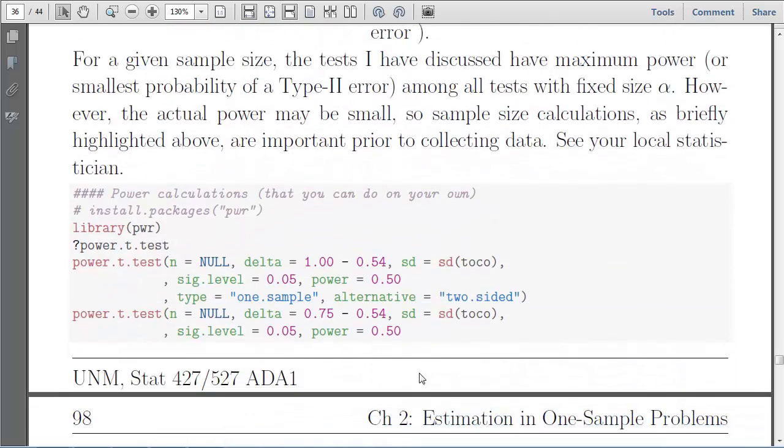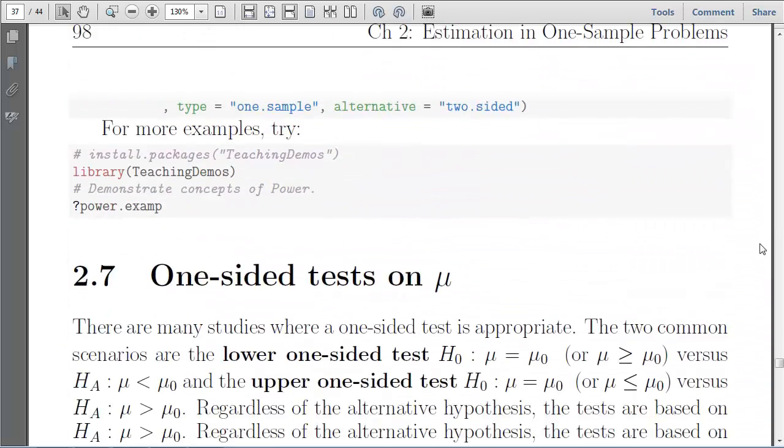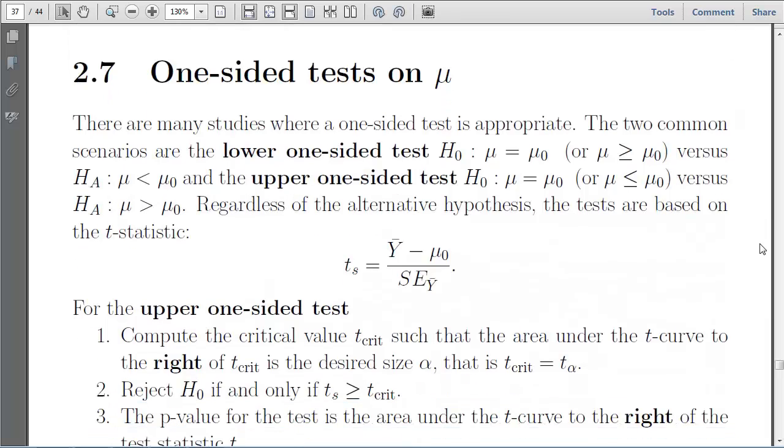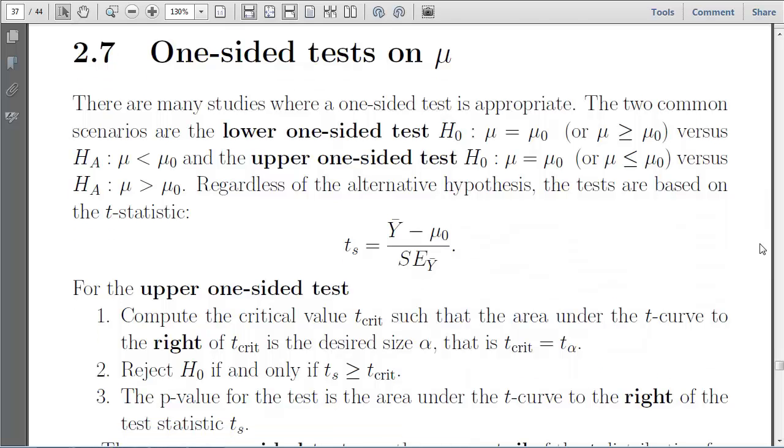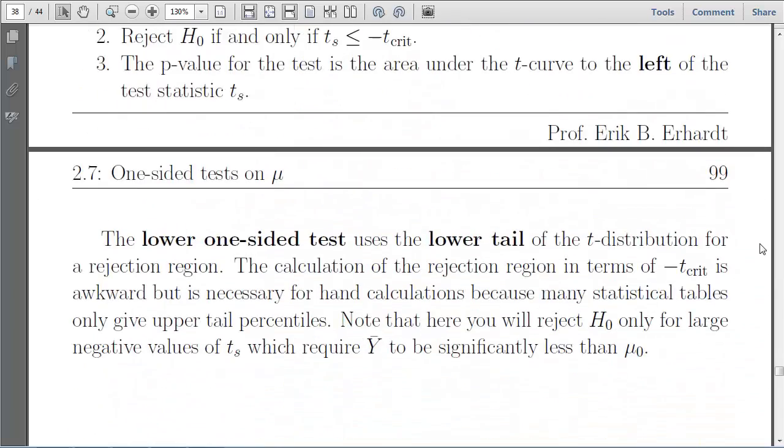And there's a package in R called pwr, for power, for calculating the power of a hypothesis test. There are other packages as well for more specialized cases than t-tests. And so I encourage you to learn a little bit about that for your own research. The rest of this chapter has to do with one-sided t-tests. This is all review from Stat 145, so I'm going to give you the opportunity to read that.